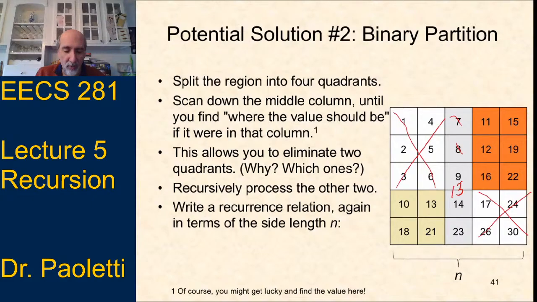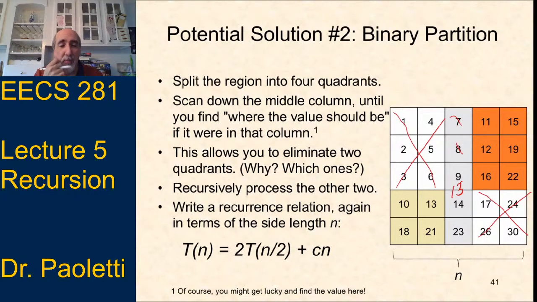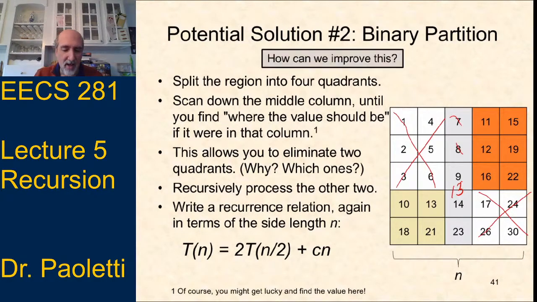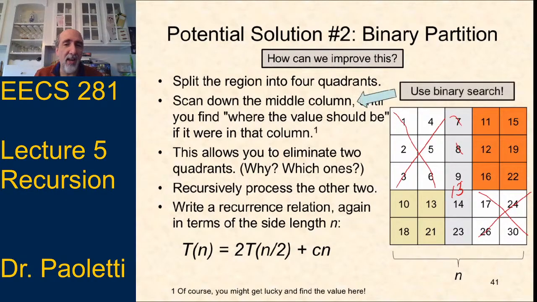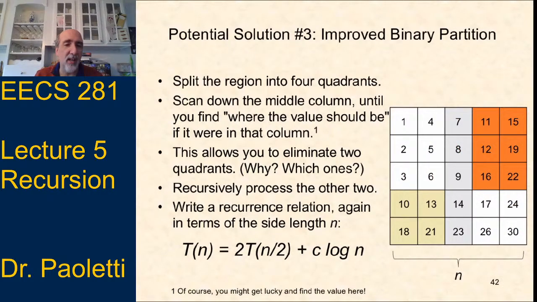So we can write a recurrence relationship for this. We can say T(n) is 2T(n/2). I've got 2 regions. I cut the size in half. I recurse into 2 regions instead of 3. But I only had to do a constant amount of work to scan down that middle column. Oh, wait a minute. I don't have to scan down that middle column. I could improve that by saying, what if I binary search the middle column? Then instead of plus cn, it'd be plus c times log n.